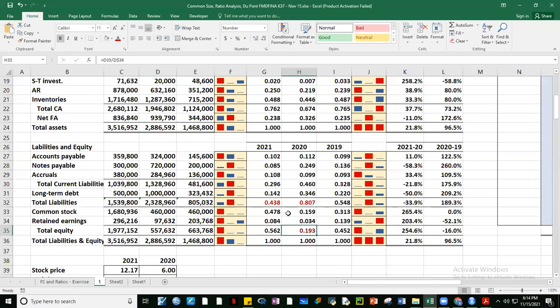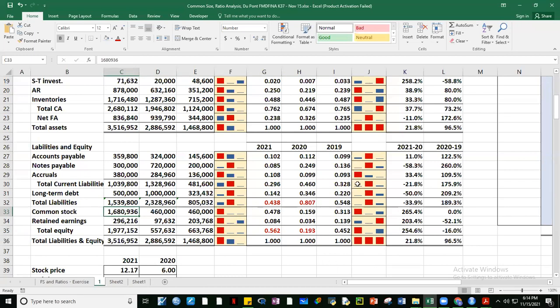Okay? We said that there's an advantage to this, but there's also a great risk because the company would be serving a great amount of interest expense. And if there's a need for funds, the company might find it difficult to borrow more because it's already a highly leveraged company, 80%. However, in 2021, it seems like it reversed. Our equity is 56% and our liability ratio, debt ratio, is only around 44%.